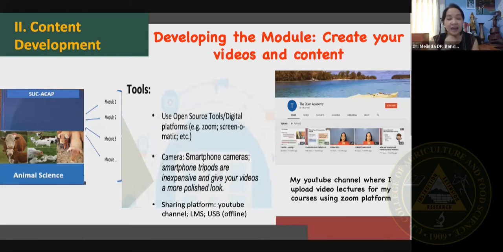So here, I recommend open source digital platforms like Zoom. Pwede kang mag-record ng lecture mo using Zoom, or you can also use your smartphone cameras. May tripod ka, meron kang ring light, and these things are now, hindi naman siya ganun ka-expensive. In my case, I have the ring light.